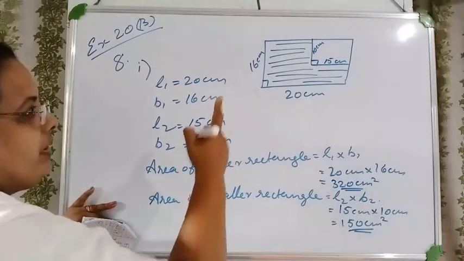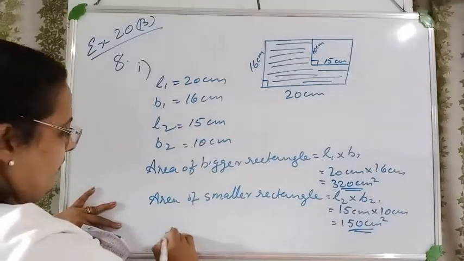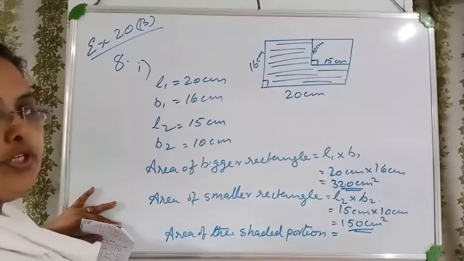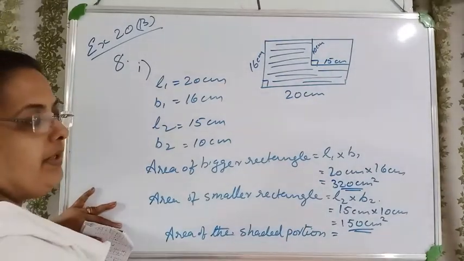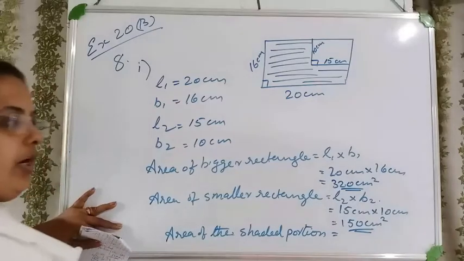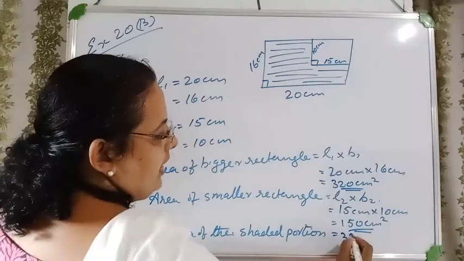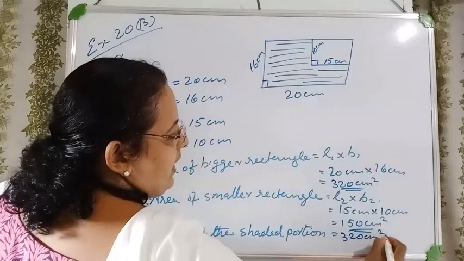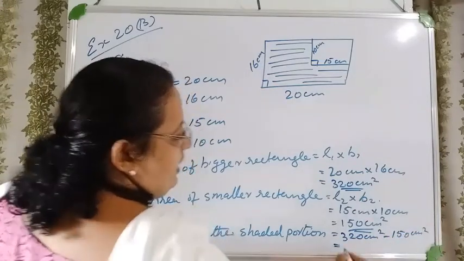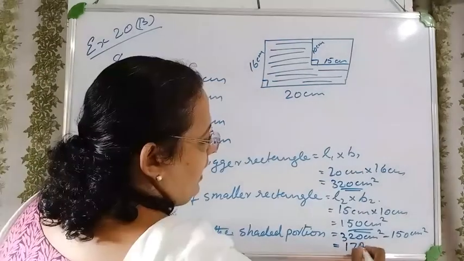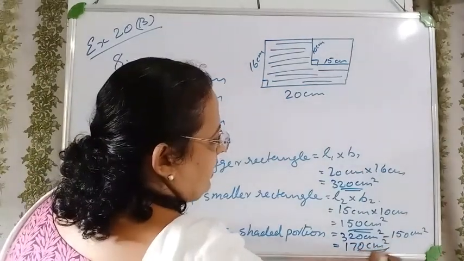Now, what about the area of the shaded portion? Area of the shaded portion is equal to area of the bigger rectangle minus area of the smaller rectangle, that is 320 centimeters square minus 150 centimeters square, that is equal to 170 centimeters square.